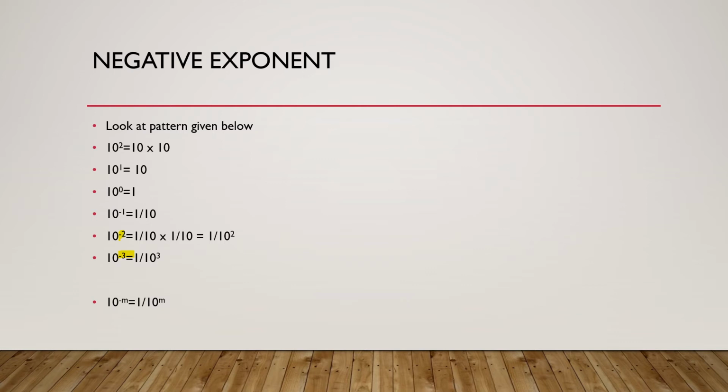Similarly, if we have 2 by 3 power minus 5. So what is the reciprocal of 2 by 3? 3 by 2. And when we take the reciprocal 3 by 2, the power automatically converts in positive one.